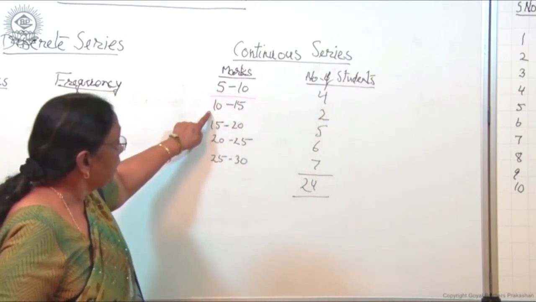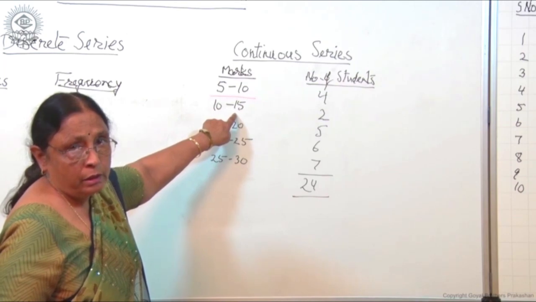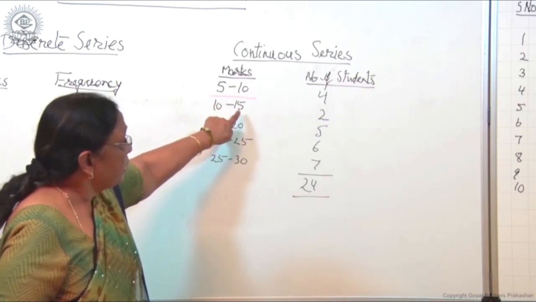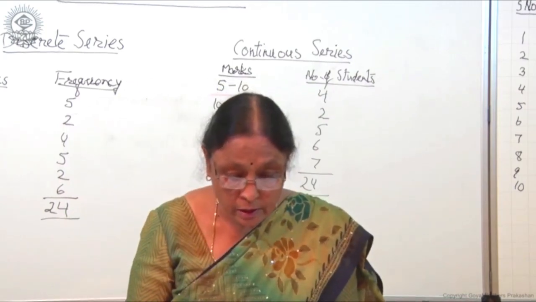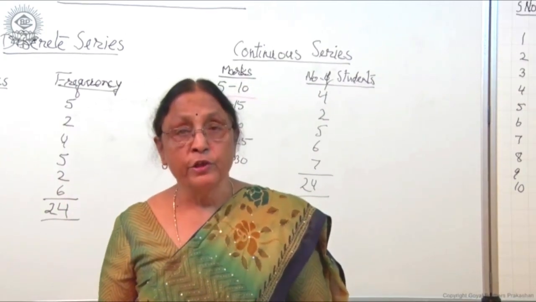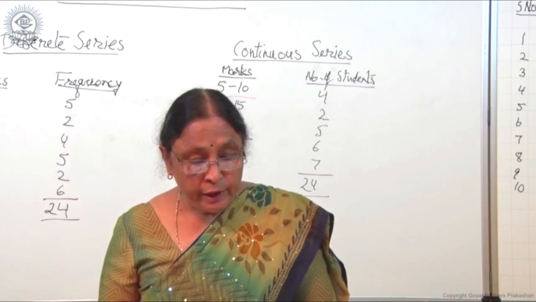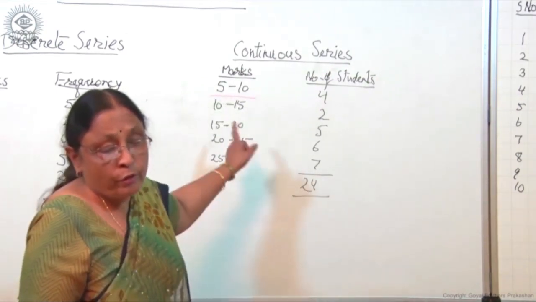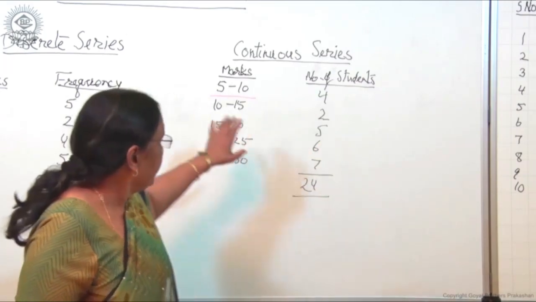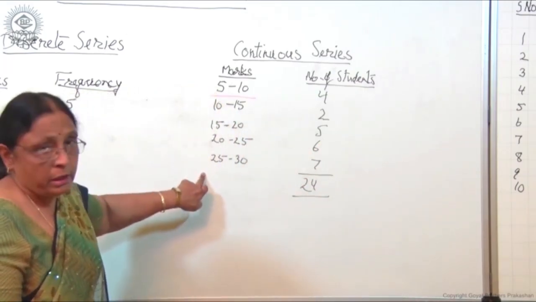Second class is 10 to 15. That means minimum marks are 10, maximum are 15. This is another class. So a class represents a range of value and each given interval is called a class, right? So the number of classes, when we are deciding, here I have taken 5 classes.